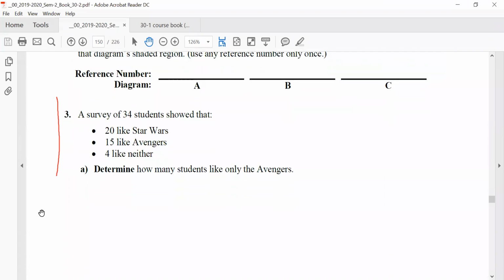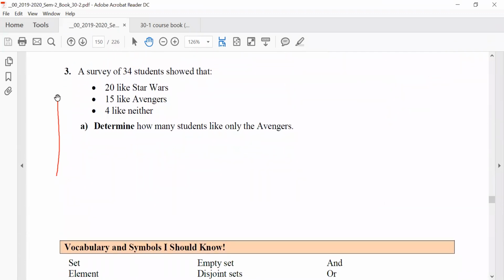Okay, last one. Put a big star beside this one as well. I mean, this is a short unit. Not a lot of questions I can ask you, but this is a very, very, very typical question. So a survey of 34 students showed that 20 like Star Wars, 15 like Avengers, 4 like neither. What is wrong with these 4 people? Okay, so determine how many students like only the Avengers.